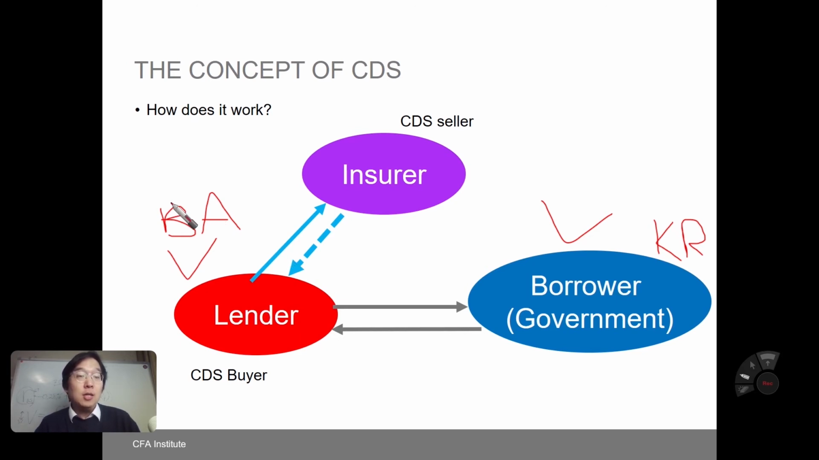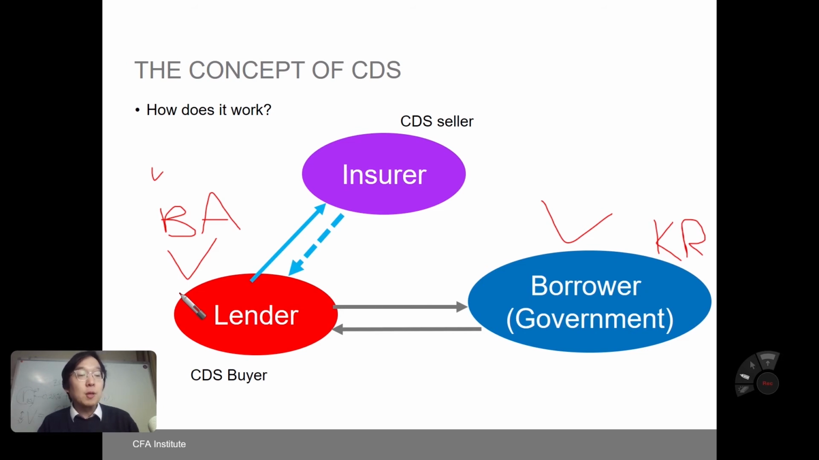But they know that Korea is not risk-free. There is a chance that the Korean government may declare bankruptcy: I'm sorry, we cannot pay you as much as we promised before. That unfortunate event is kind of scary. So Bank of America, as a lender, what do they do? They go to an insurance company, okay?